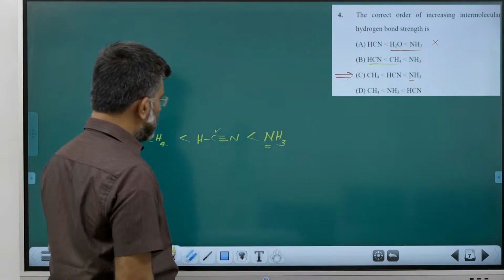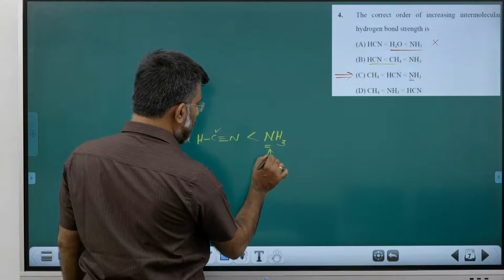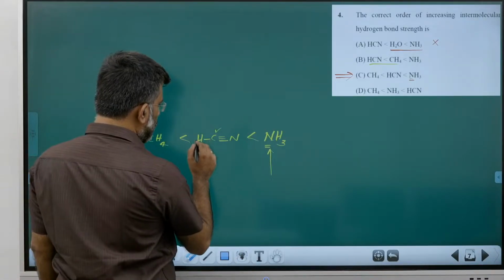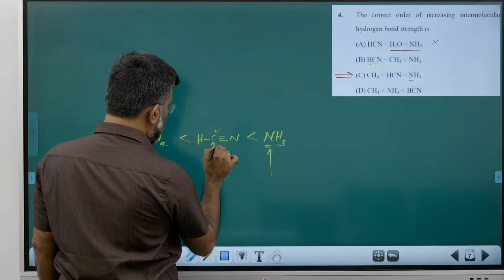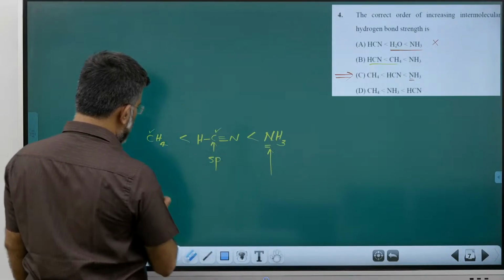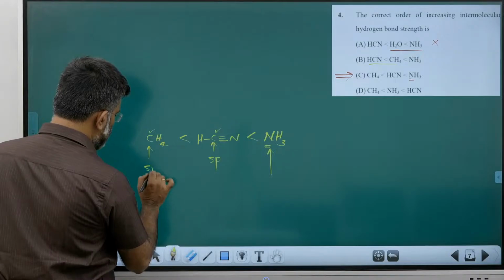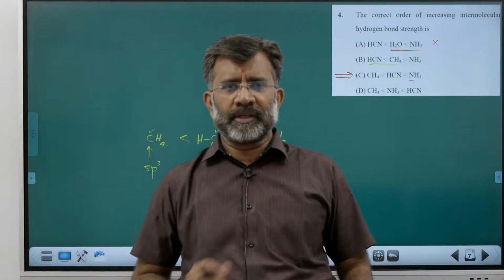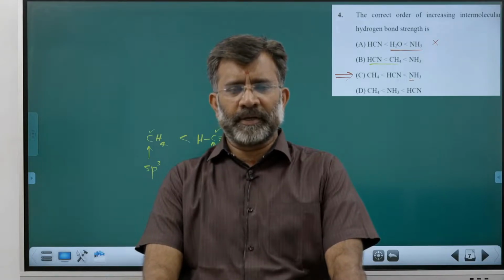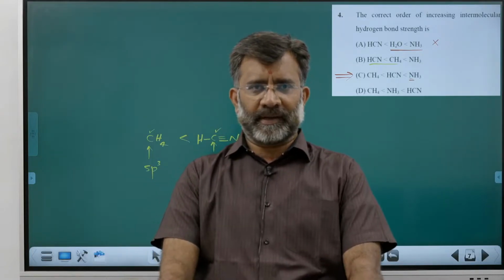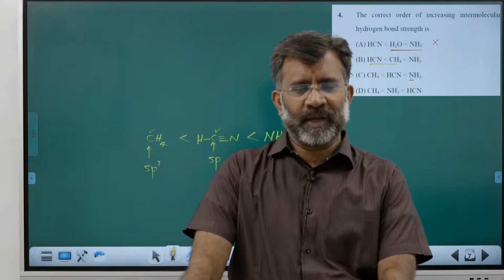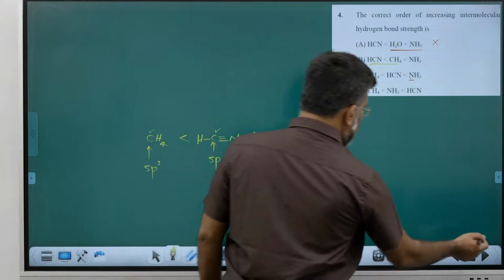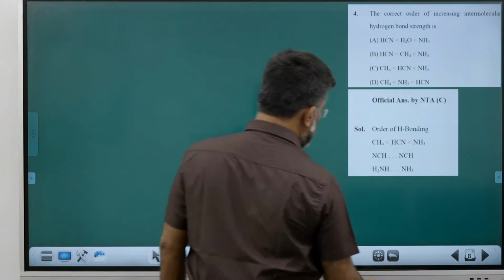As you can find, nitrogen is the most electronegative element in the list, right? And here carbon with hydrogen: this carbon is sp hybridized and this carbon is sp3 hybridized. All of you learned sp carbon is more electronegative than sp2, than sp3. So that will be the logical idea regarding the answer to that question. Next one. Answer is option C.